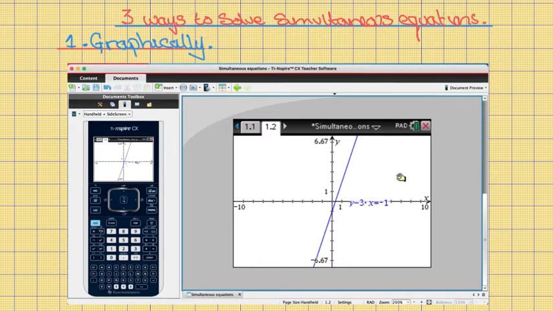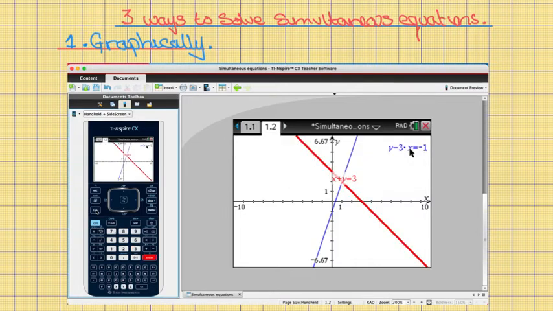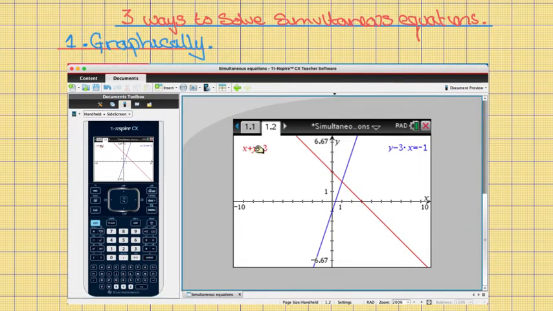Let's get this out of the way. Now press tab to enter your second graph. Again, it's opened as relation, so we can just type it in. So x plus y equals 3. Let's get this out of the way. Now we want to find the point of intersection.